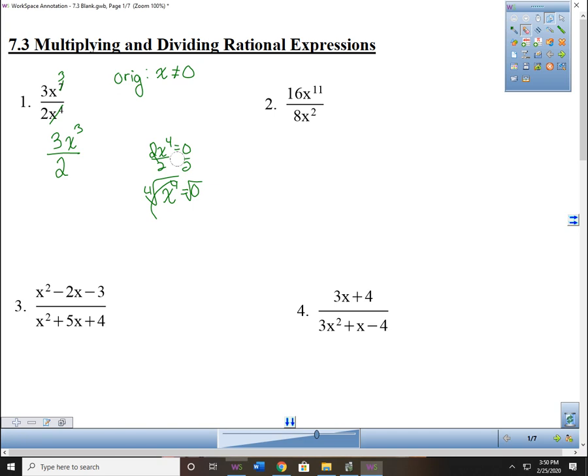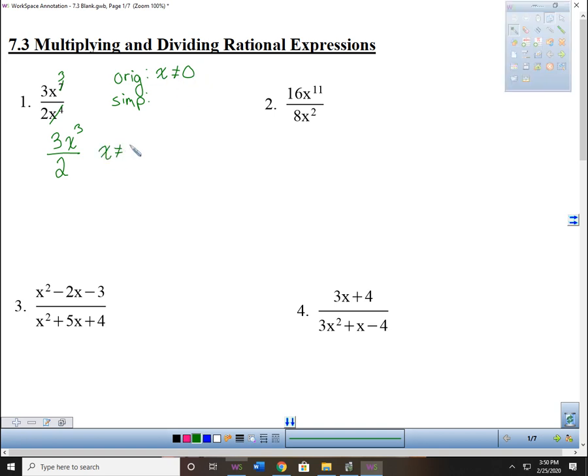All right? And if I look at my simplified version, which I'll just label SIMP, I don't have an x in the denominator. So there's nothing that x cannot be. But I need for both of the domains to be restricted the same. So since my original one had to be not equal to 0, then I have to add that stipulation here that x cannot be 0, even though there's no x in the denominator of the simplified version.